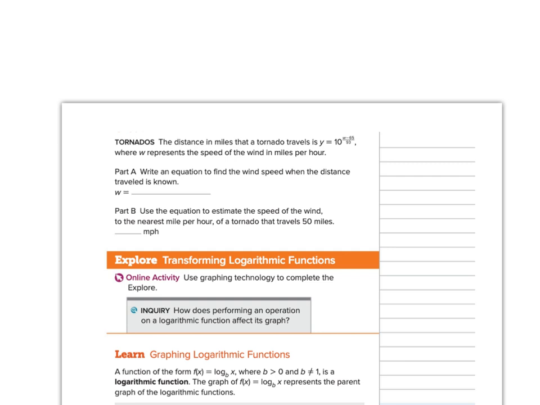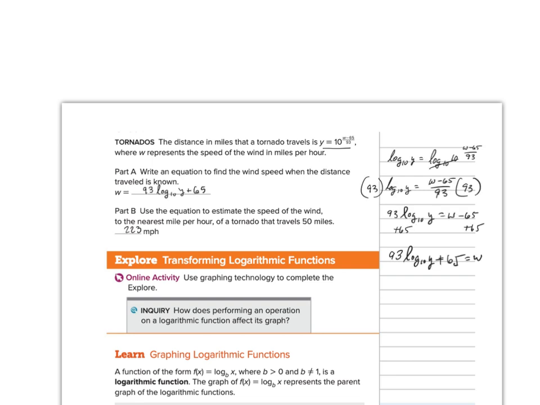And then the distance in miles a tornado travels is given by this, where W represents the speed of the wind in miles per hour. Write an equation to find the wind speed when the distance traveled is known. So here, it said write an equation to find the wind speed. So we have y is equal to 10 raised to some power, so we need to take the log base 10 of both sides. Log base 10 of y on one side is equal to the log base 10 of 10 raised to this exponent. So again, that equals my exponent.